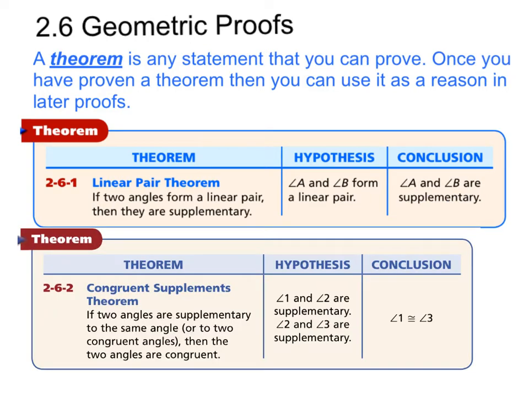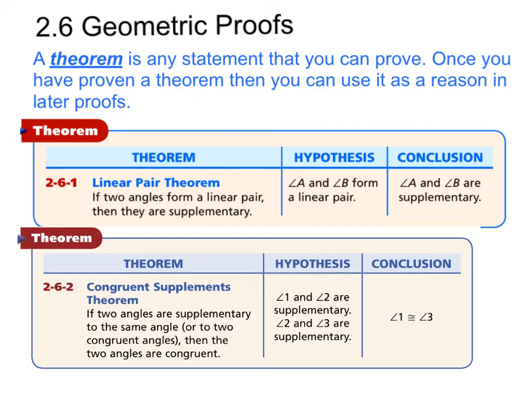Theorem 2.6.2 is called the congruent supplements theorem. It says that if two angles are supplementary to the same angle, or to two congruent angles, then the two angles are congruent. So let's look at this. If we have angle 1 and angle 2 which are supplementary, and angle 2 and angle 3 are supplementary, then angle 1 is congruent to angle 3. Congruent supplements theorem.